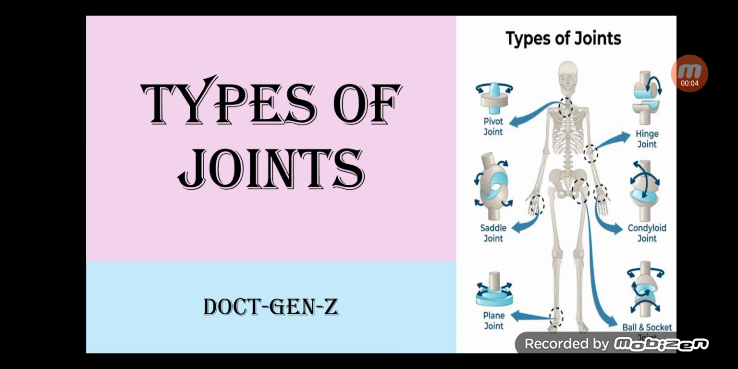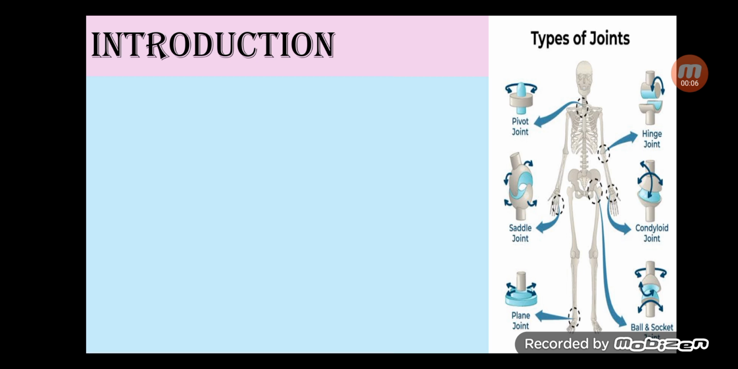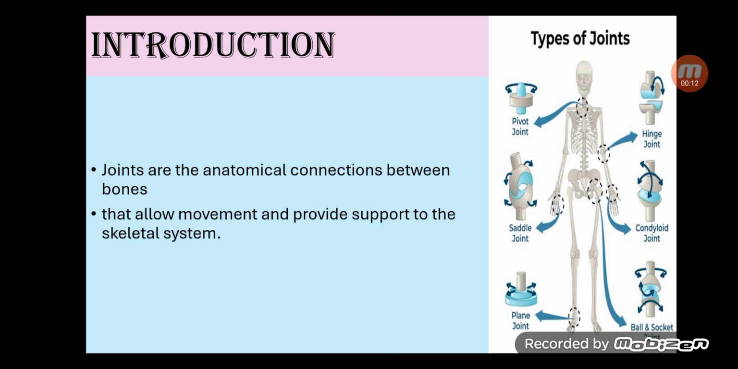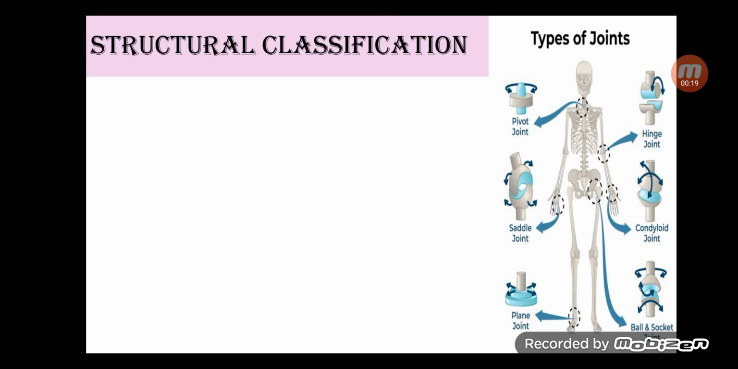Today we are going to talk about types of joints in the human body. So let's start our topic with introduction. Joints are anatomical connections between bones that allow movement and provide support to the skeletal system. They are classified based on their structure and function.